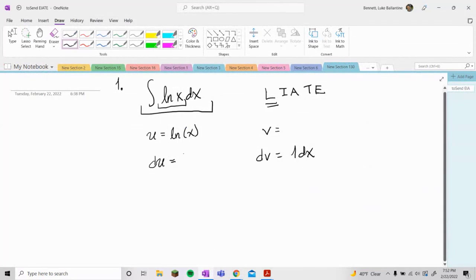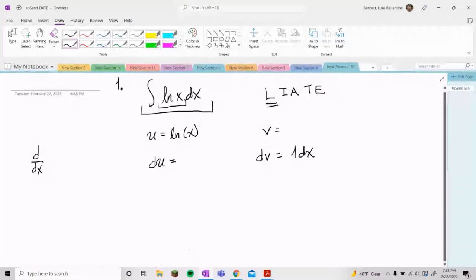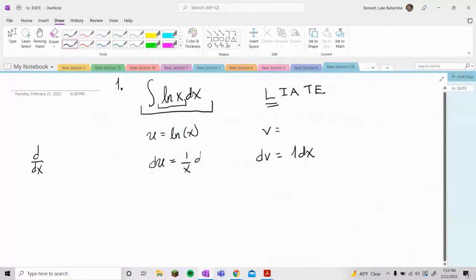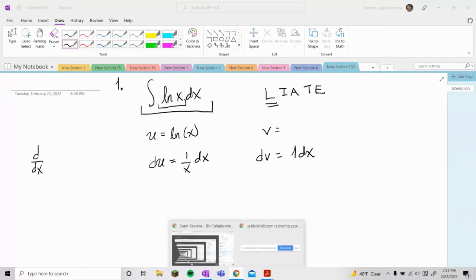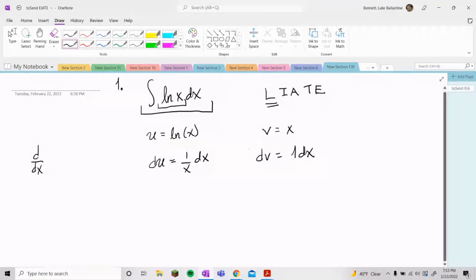Okay, so what's the derivative of the natural log of x, guys? If we want the derivative with respect to x, 1 over x. 1 over x what? dx. And then v. What is the integral of 1 dx? Yeah, it is x.